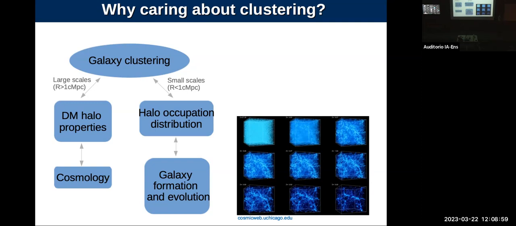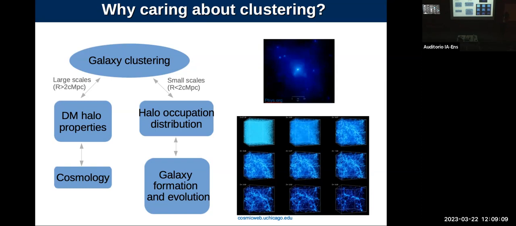On the other hand, we can measure the galaxy clustering at the small scale. So scales smaller than 1 comoving megaparsec or so. And that will give me something called the halo occupation distribution. So that is that when we have a dark matter halo, galaxy clustering is going to be able to tell me how many galaxies you can populate this dark matter halo with. And that will become really important for galaxy formation and evolution theories.